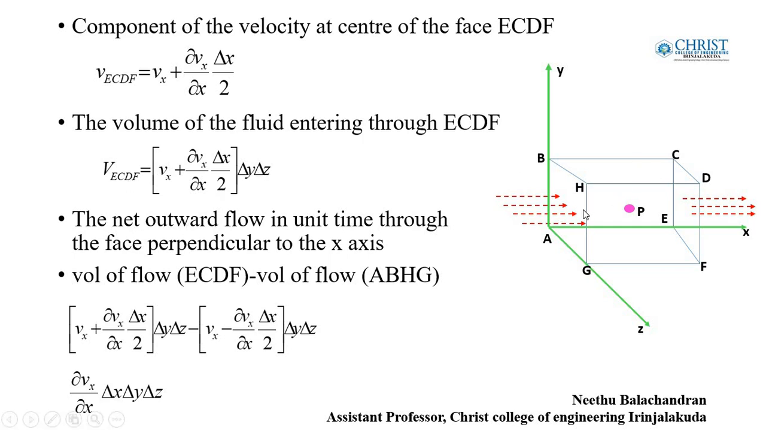Then what will be the net outward flow? The outgoing flux minus the incoming flux. That is the volume flowing out, that is ECDF, minus the volume flowing in, that is ABHG. By subtracting that, we got the net outward flow along the x-axis as ∂Vx/∂x into Δx Δy Δz.